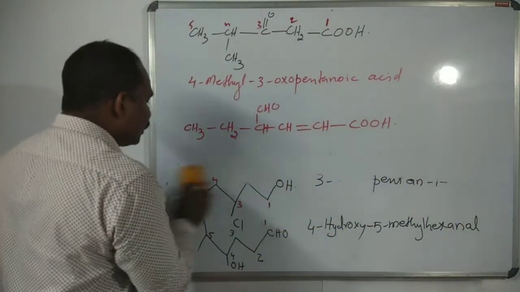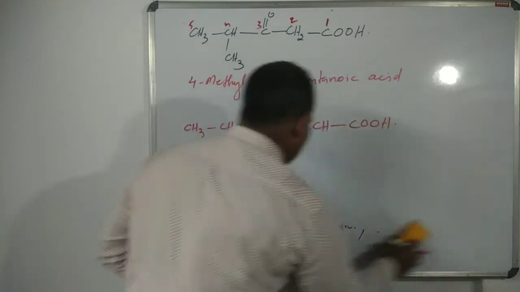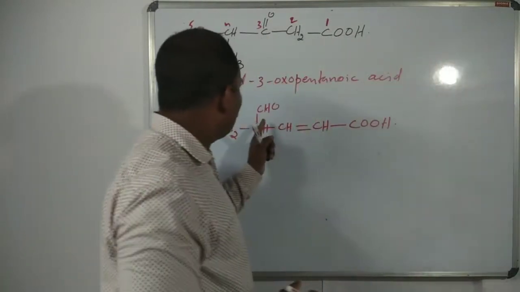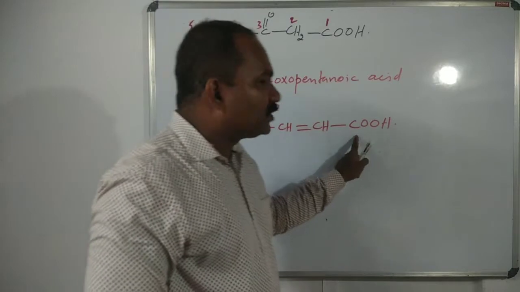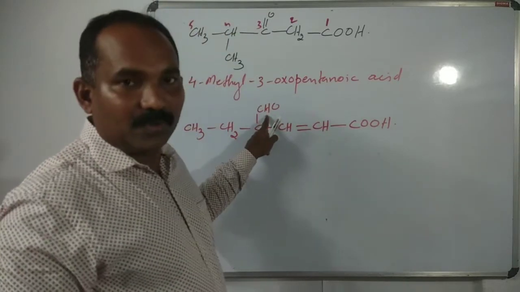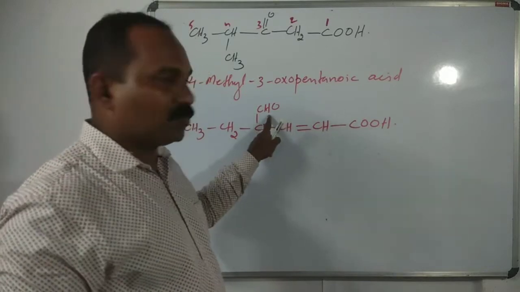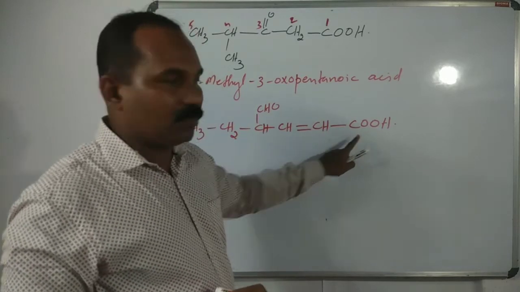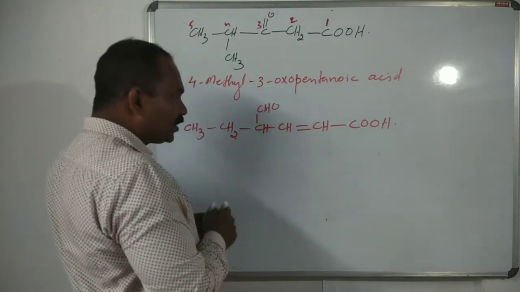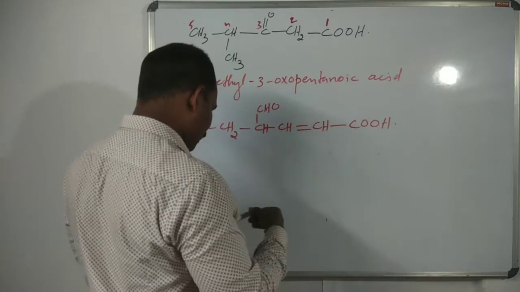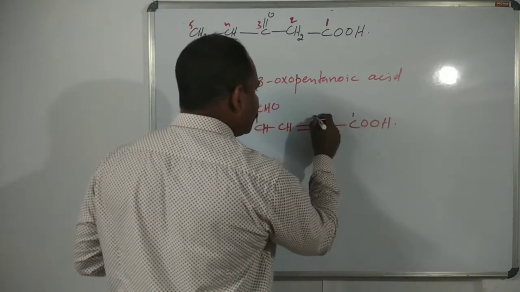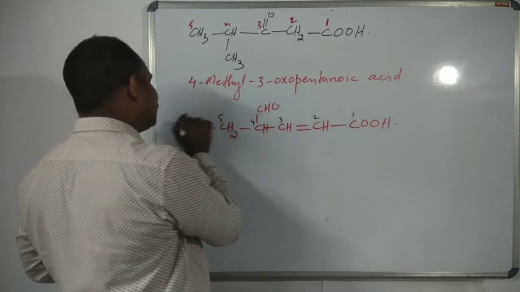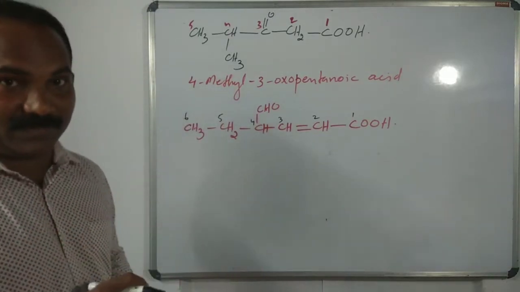Okay, so here the functional groups are carbon double bond carbon atom, COOH group, CHO group. The priority is given to the COOH group. Then we can number from this carbon atom: 1, 2, 3, 4, 5, 6. That's the longest chain.